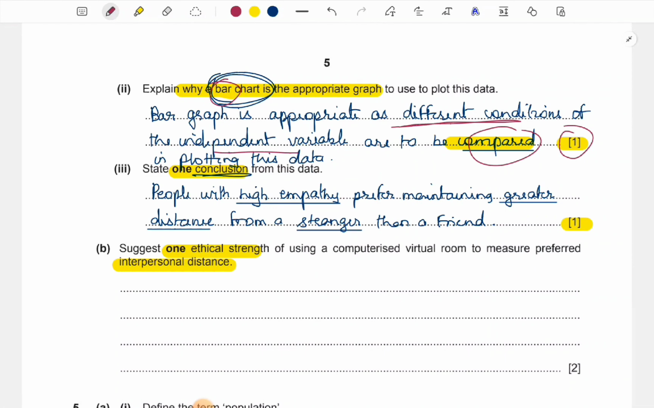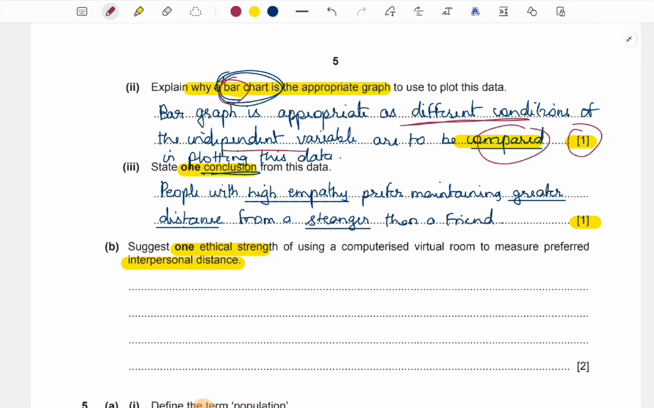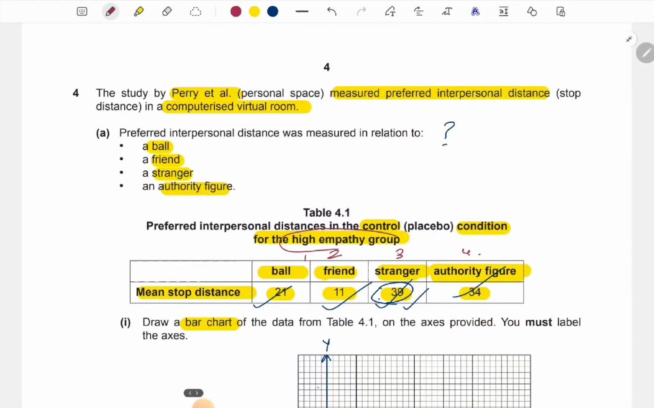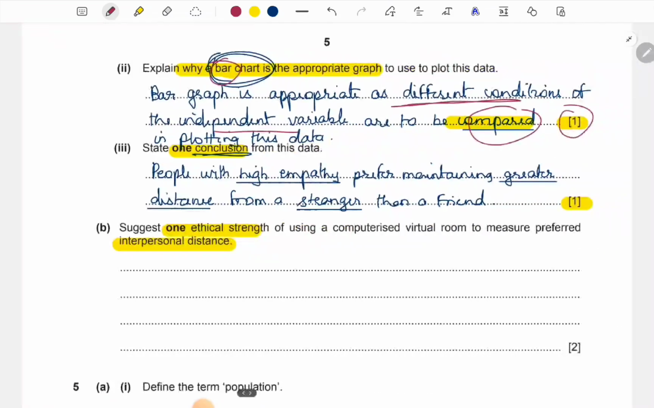So what we've seen looking at the data is that people with high empathy maintain greater distance from a stranger than a friend, because we had seen in the studies about the high empathy group, the data given here, that for a stranger they keep a very big distance of 39, whereas for a friend they just keep it to 11. Okay, so the conclusion is easy as such. It's only for 1 mark.